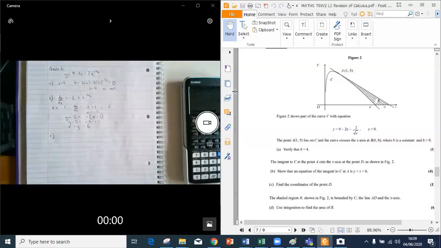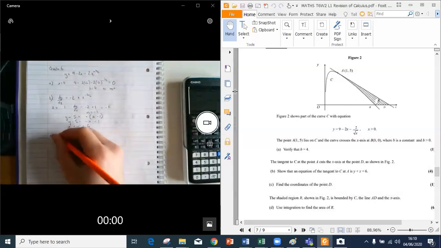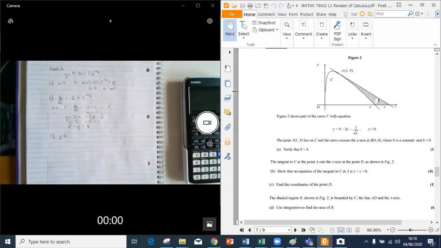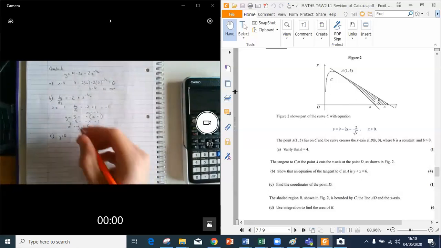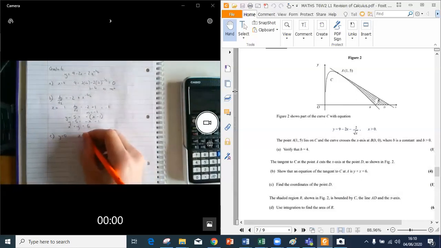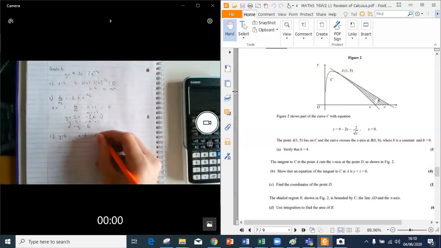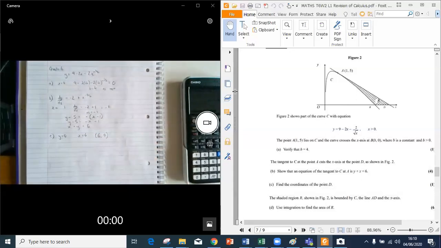Then find the coordinates of the point D. Well, D was where this line crosses the x-axis. Remember, on the x-axis, we know that y equals 0, so that's the fact we know. Y equals 0, let's sub it into there, let's get x equals 6. So the coordinate is (6, 0). Easiest mark.